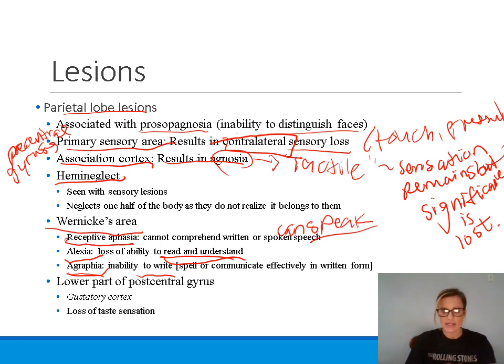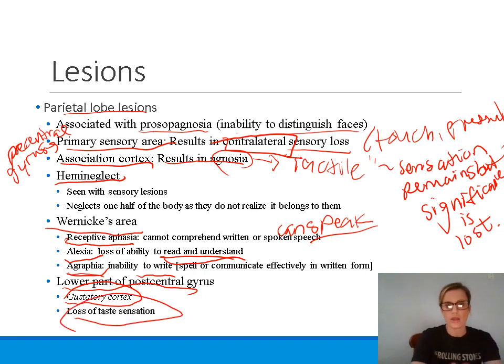If the lesion is in the lower part of the post-central gyrus, remember the post-central gyrus is mostly primary somatosensory cortex, but at the very bottom of it, remember we had the gustatory cortex. And gustation is taste. This is where we receive information from the gustatory receptors or taste receptors on the tongue. So if there is a lesion in the gustatory cortex at the bottom of the post-central gyrus, then that can lead to a loss of the sensation of taste, which is ageusia.